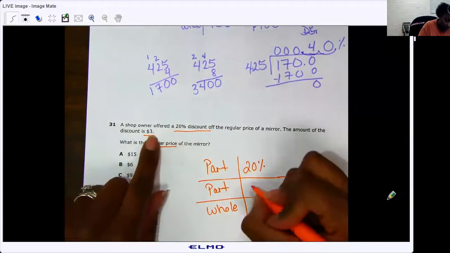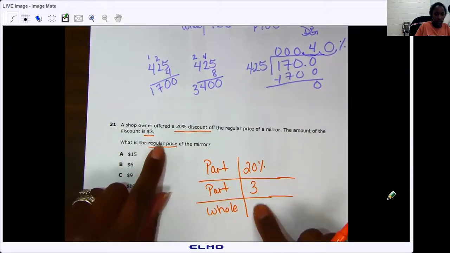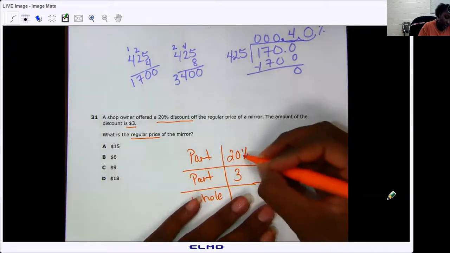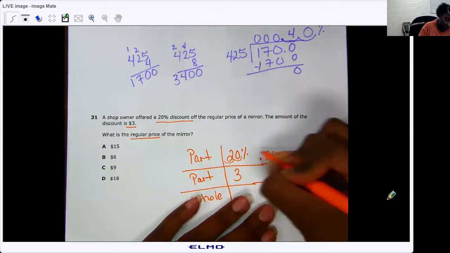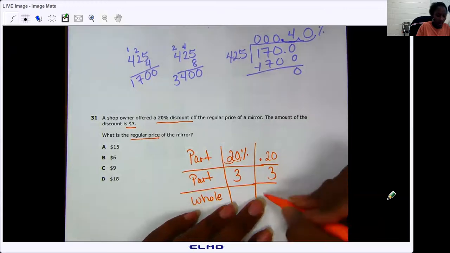That part is 3. I want to know the whole price. What was the whole price of this? Okay. So if I set this up as a ratio, if I change my percent to a decimal, 12 is 0.20. And if I multiply this, I can get what my total is.